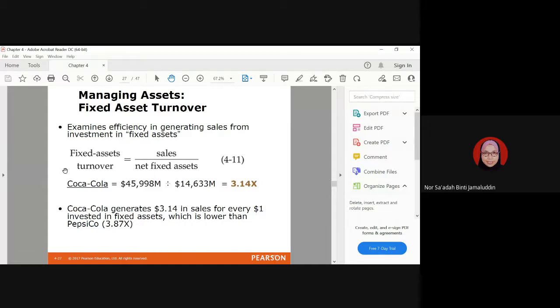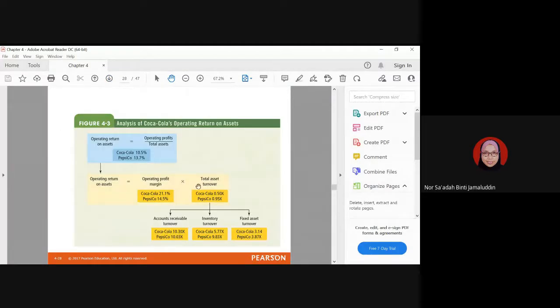So please be careful when you decide to use the formula. Make sure the name is exactly right. If the name is total asset, then divide by total asset. If the name is fixed asset, it must be divided by the net fixed asset. Coca-Cola generates $3.14 in sales for every RM1 invested in fixed assets, which is lower than Pepsi. Pepsi is able to generate much more revenue from each value of fixed assets, in other words non-current assets. This is the process you will see on your slide.